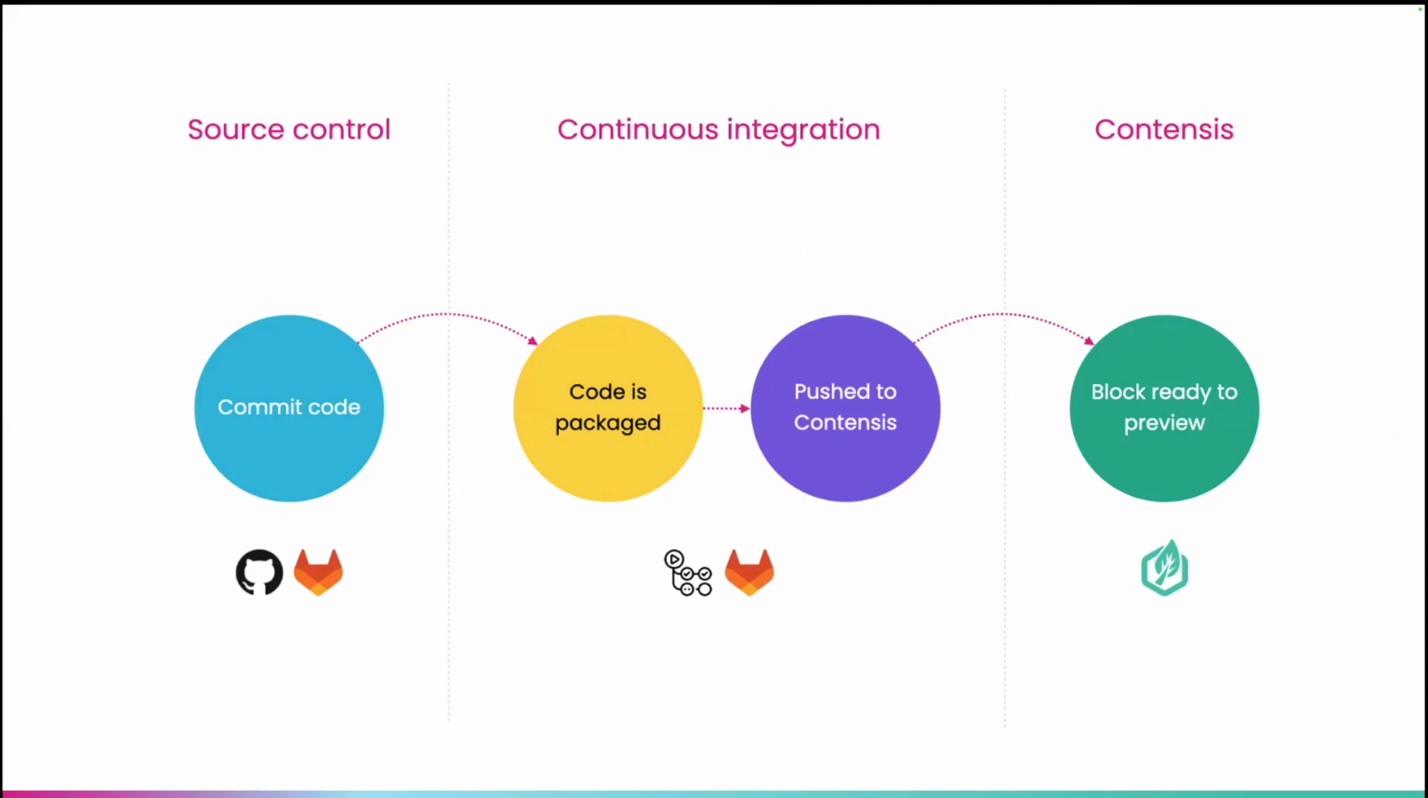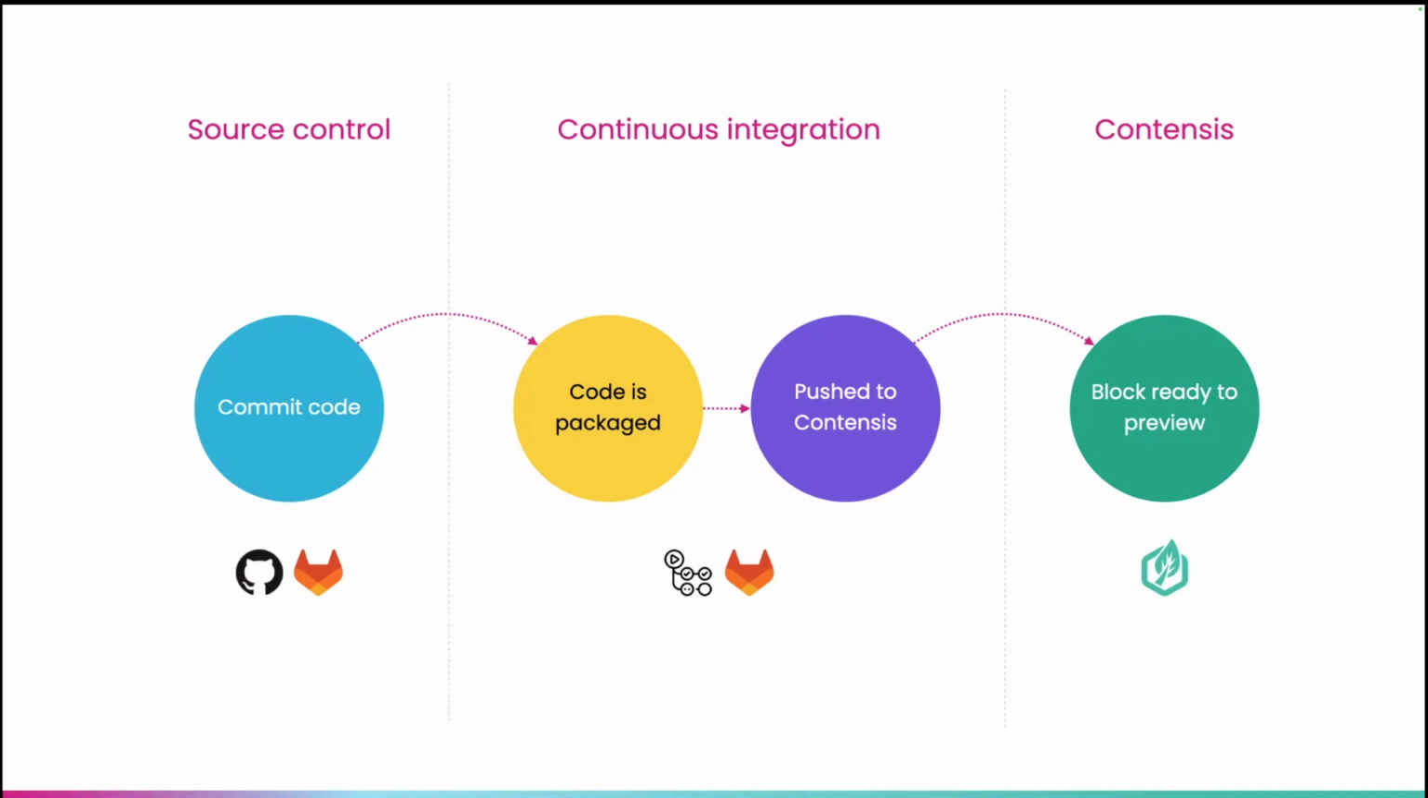So the developer will be familiar with building code, running code locally, and committing that to source control, whether that's GitHub, GitLab, Bitbucket, whatever source control that you're used to using. Once that code has been committed, a continuous integration step takes place and packages that code ready for deployment, ready to run in a modern delivery platform.